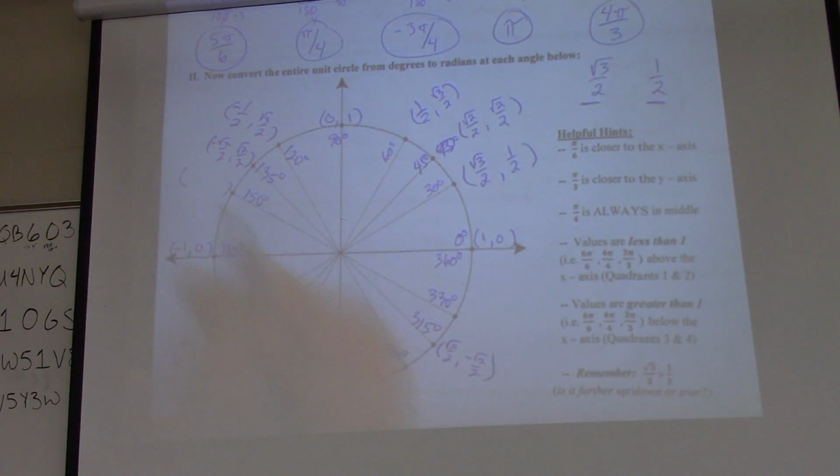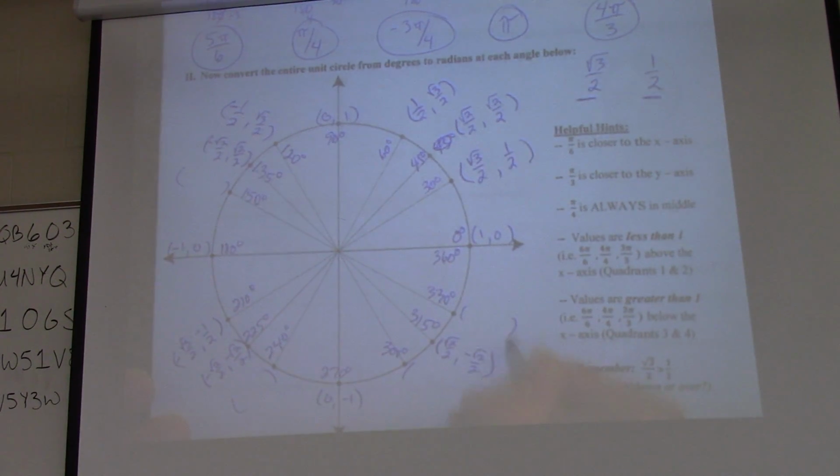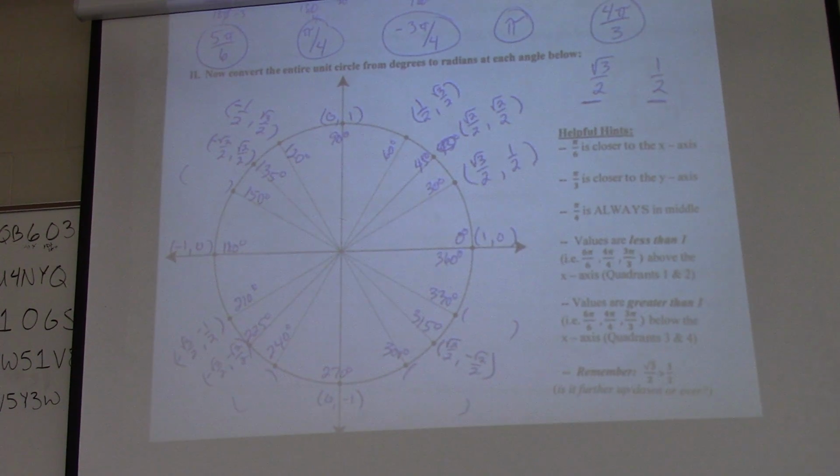Okay. I want you guys to fill in the rest of these points. Just take a couple minutes to do that. Remember, everything is either square root of 3 over 2 or 1 half, and then positive or negative depending on where it is.